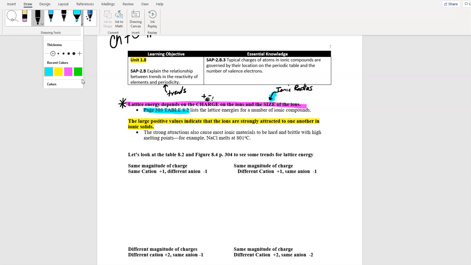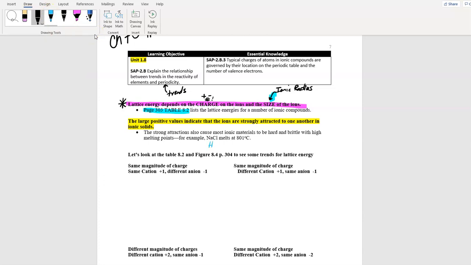They gave some ionic compounds looking at either the same metal or the same nonmetal. Large positive values indicate that the ions are strongly attracted to one another in ionic compounds. The strong attractions also cause most ionic compounds to be very hard and brittle with high melting points, like sodium chloride. Sodium chloride melts at 801 degrees Celsius.